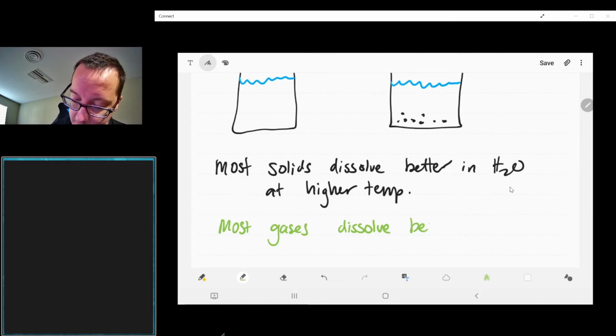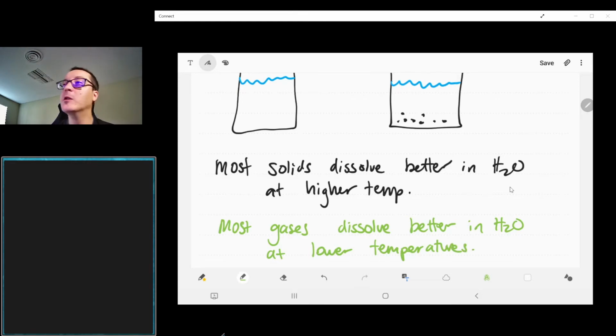they will dissolve better at lower temperatures. If you think about that, most gases are non-polar. And if you want them to dissolve in water, the more things are moving around, the more kind of unfavorable things are happening. So they're better when they're colder because fewer unfavorable interactions are happening at colder temperatures. Whereas with solids, the more you move around, the more likely you are to make new happy interactions. And so that's generally why solids dissolve better at higher temperatures.